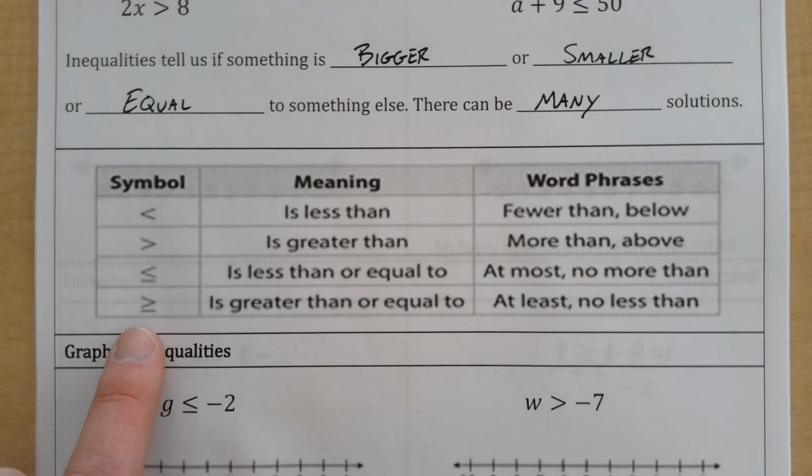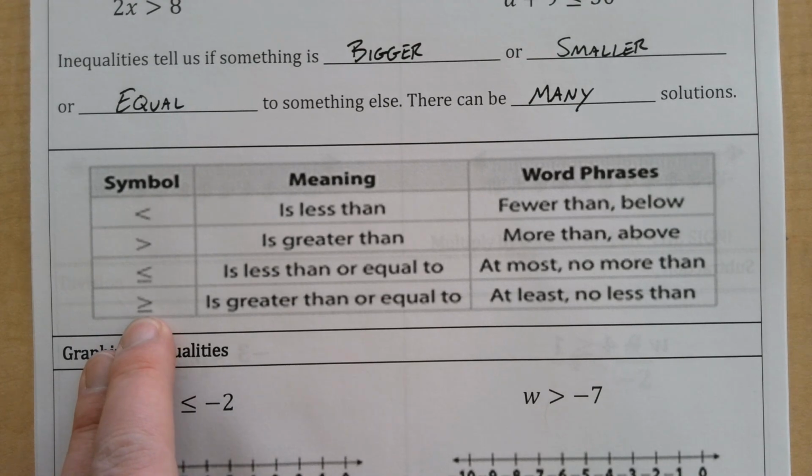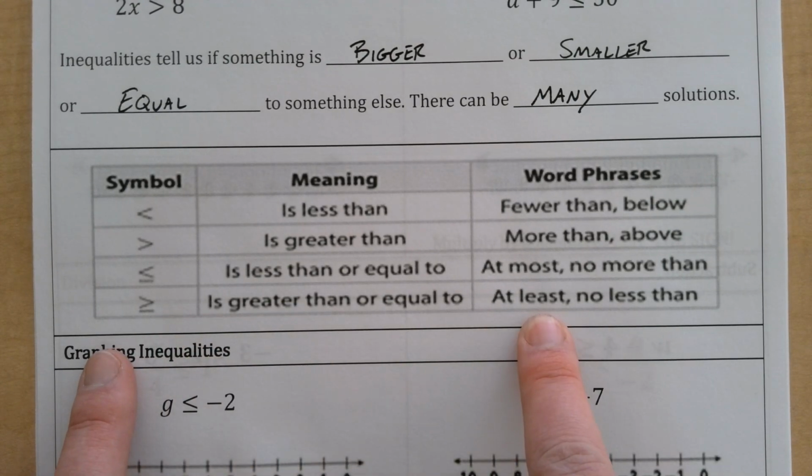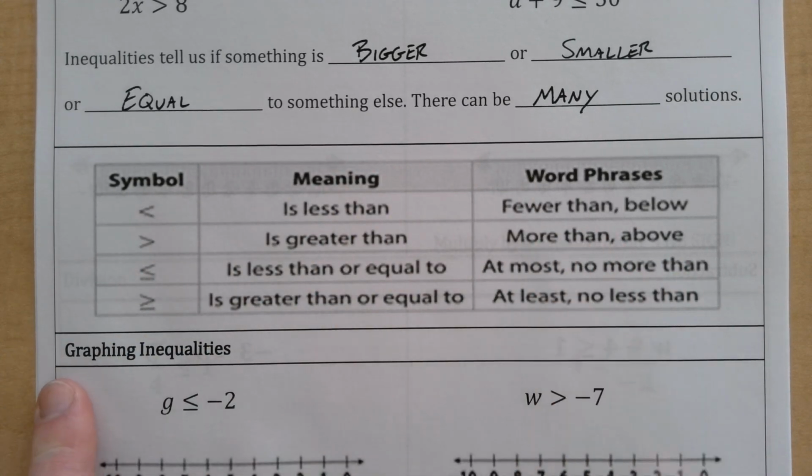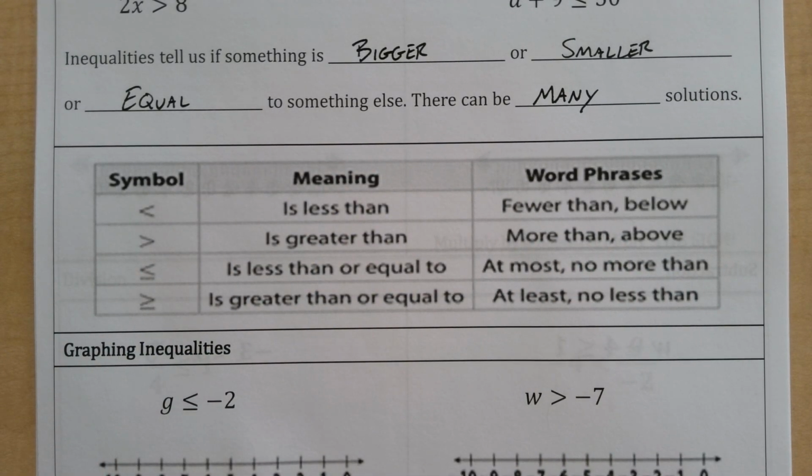And lastly, we have is greater than or equal to, again, half of an equal sign underneath, at least or no less than. So this is important. You're going to revisit this page relatively often.